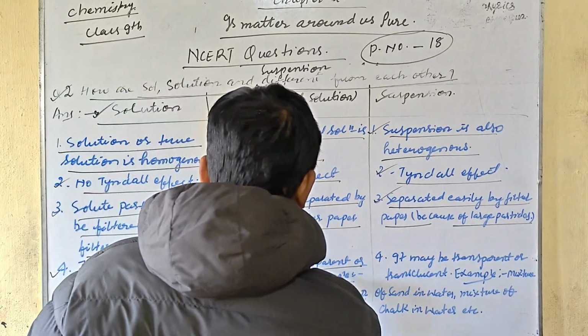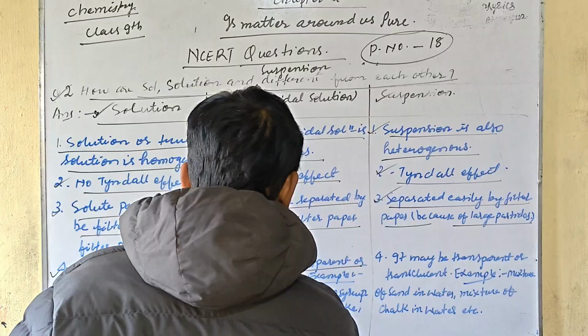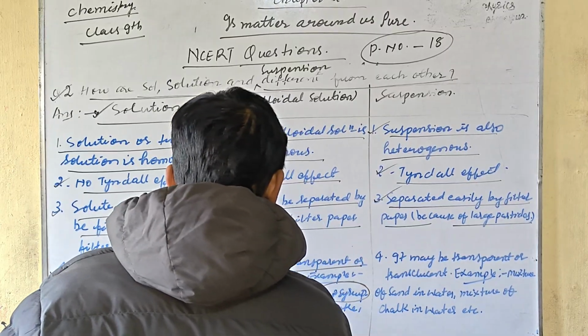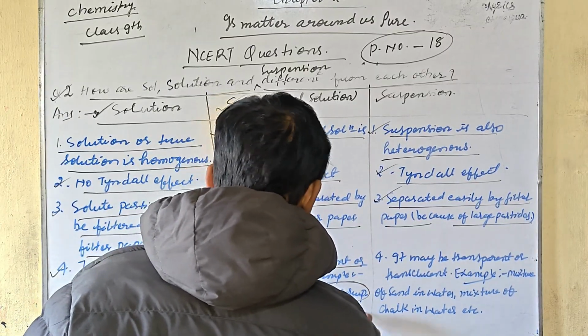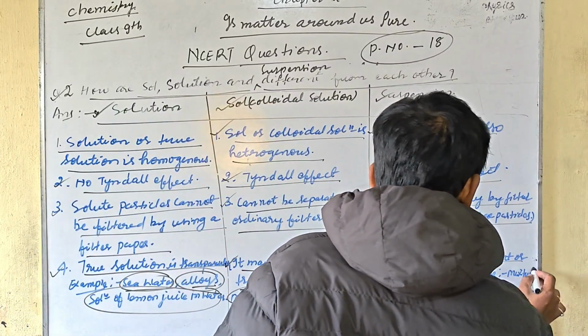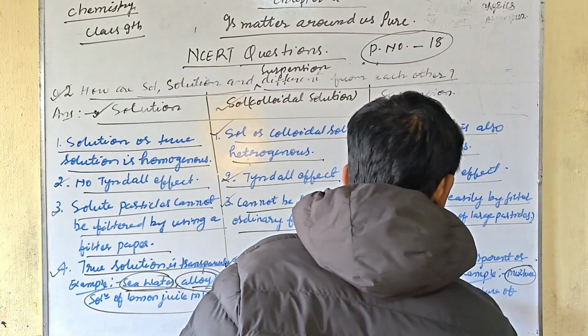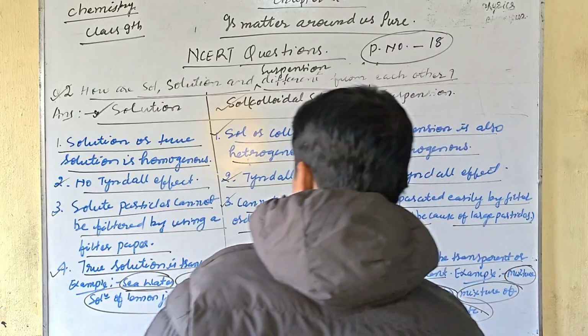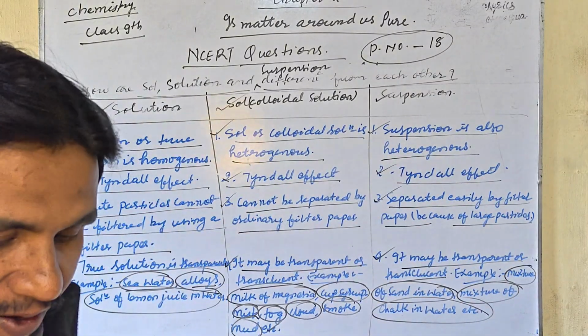A colloid may be transparent or translucent. Example: milk of magnesia, cough syrup, mist, fog, cloud, smoke, mud, etc. A suspension may be transparent or translucent. Example: mixture of sand in water, mixture of chalk in water. So these are the things, my dear friend.